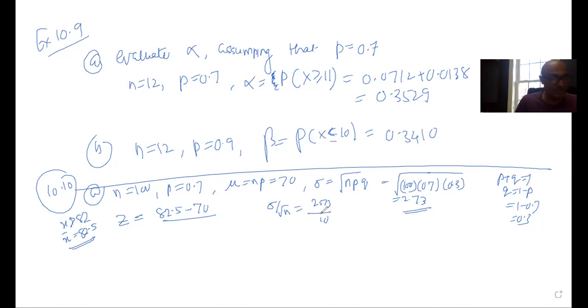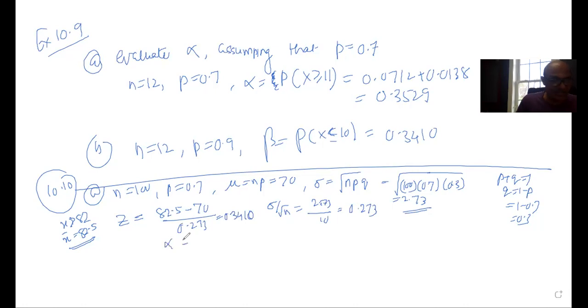So that is equal to x bar minus nu divided by sigma over square root of n. So you are going to get 0.273, right? Let me just write it down. 0.273, approximately you're going to get 0.3410.